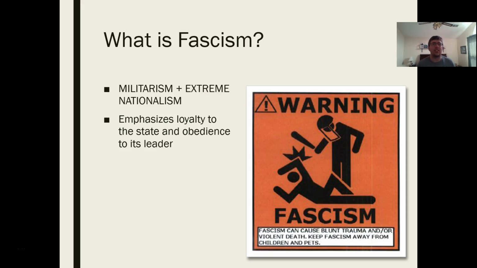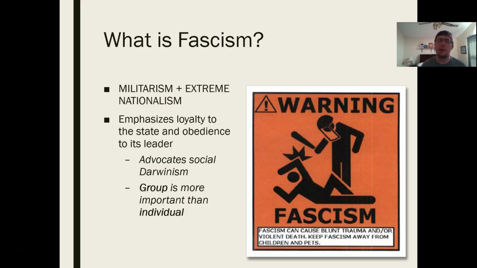It emphasizes complete and total loyalty to the state and obedience to its leader. So individual rights against the government have no place, because the group is more important than the individual. And that aggressive nationalism feeds an attitude of social Darwinism, meaning that if our country is not strong enough, we will not survive. So you have to be strong in the face of danger and not get intimidated, but stand up to the opponents around you and punch them in the face and move on. So fascism is a very aggressive, very militaristic, very nationalistic ideology.